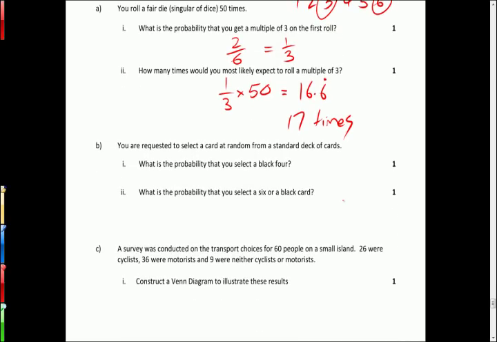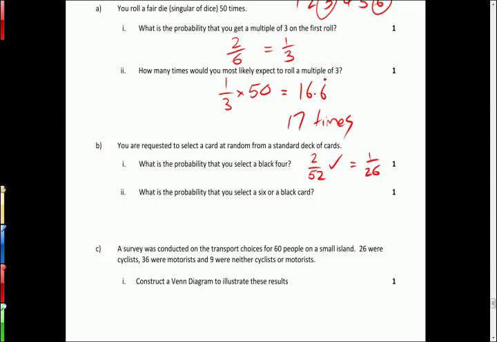B, you are requested to select a card at random from a standard deck of cards. What's the probability that you select a black 4? Well, I've just got to think how many black 4s are in a pack. There's 4 4s, but only 2 of them black. 2 out of all 52 cards. Again, simplify it if you want, but no need. What's the probability that you select a 6 or a black card?